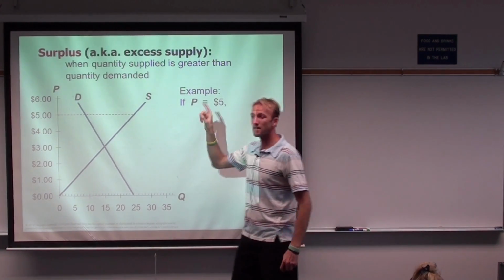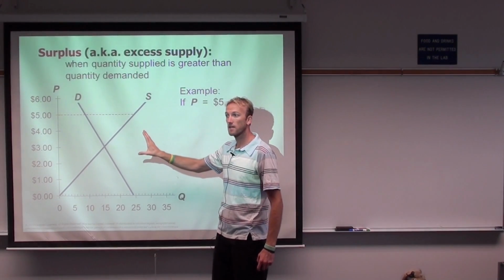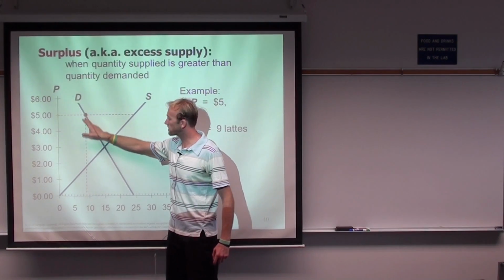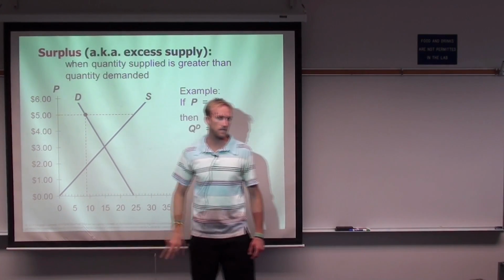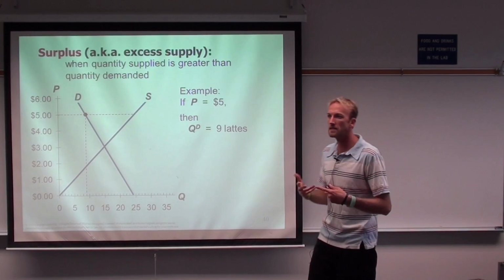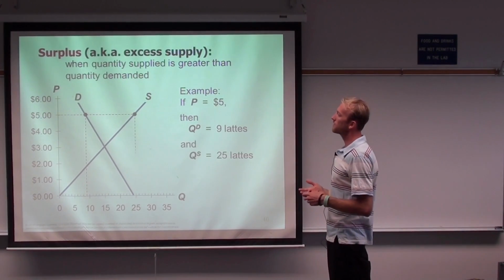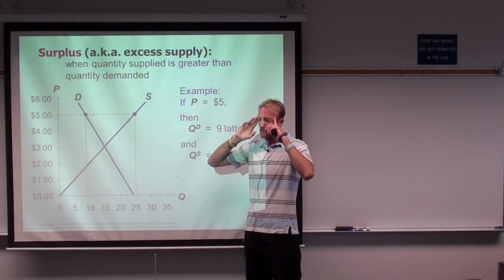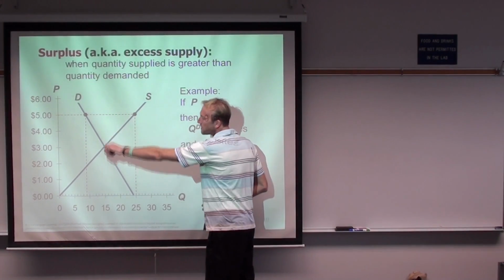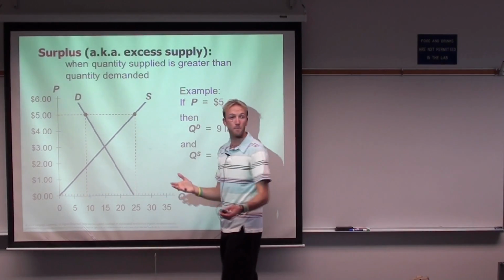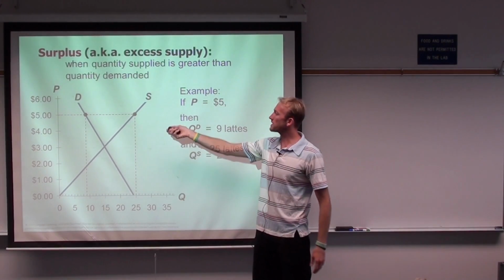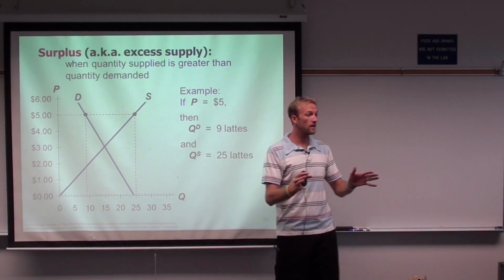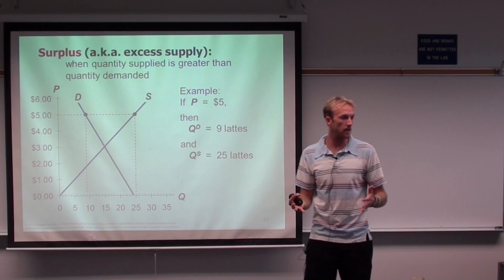So look at the information on this graph. It's telling us that quantity demanded at $5 is way down here, is 9 lattes, right? So how much do people demand? 9 lattes. What about quantity supplied, though? 25 lattes. Now, this makes sense. If the price is too high, not very many people want to buy them because, right, a high price is bad if you want to buy it. If the price is high, though, a lot of people want to make it because a high price is good if you're the firm producing the latte, right?